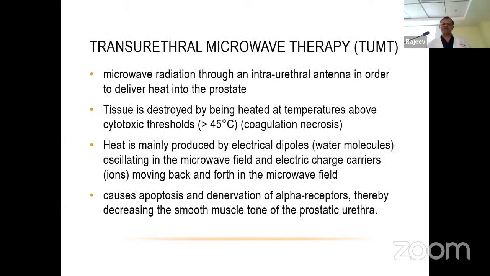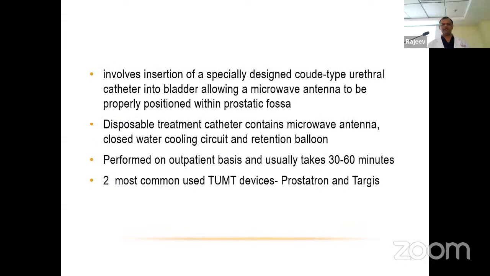Next is transurethral microwave therapy. Microwave radiation runs through an intra-urethral antenna in order to deliver heat into the prostate. The tissue is destroyed by being heated at a temperature above the cytotoxic threshold, which causes coagulative necrosis. Heat is mainly produced by electric dipoles, that is water molecules oscillating in the microwave field, and electric charge carriers moving back and forth in the microwave field. It causes apoptosis and denervation of alpha receptors, thereby decreasing the smooth muscle tone of the prostatic urethra.